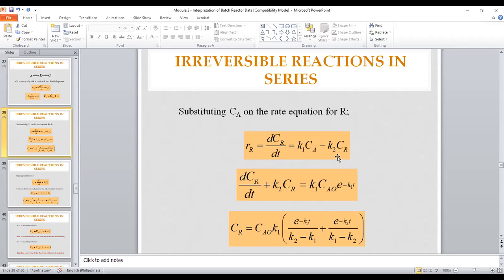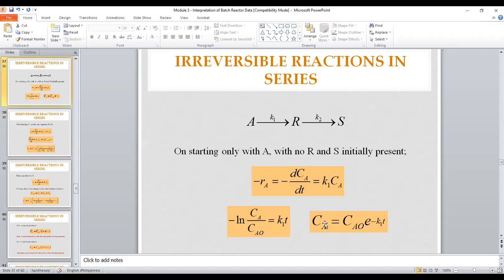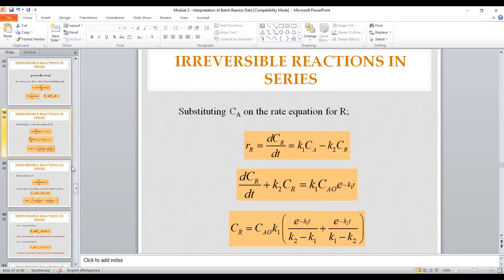Now, if you transfer this C_R to the left side of the equation, you will have dC_R/dt plus k sub 2 C_R equal to k sub 1 C_A. And take note that C_A was now replaced by the formula that we derived from the first step, C_A equals C_A0 e raised to negative k sub 1 t. Now, this is the first time that you will encounter a differential equation in kinetics that will use linear DE.